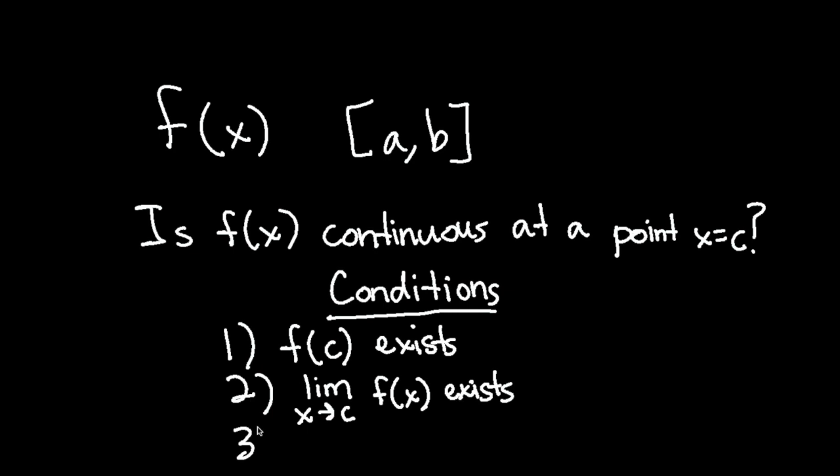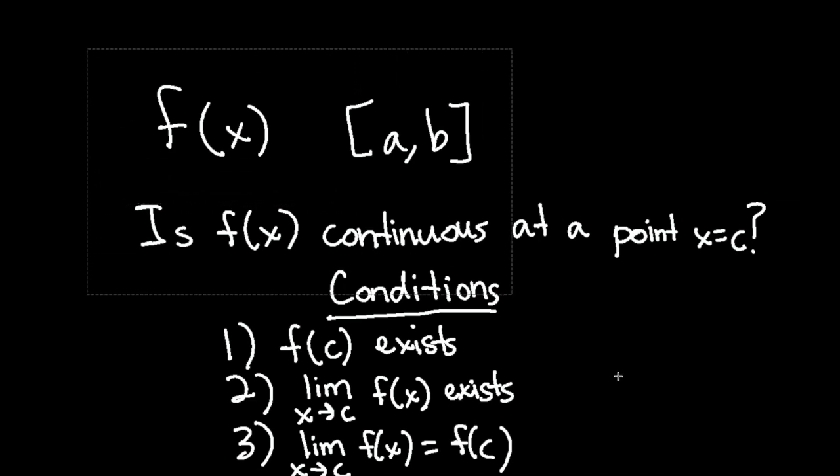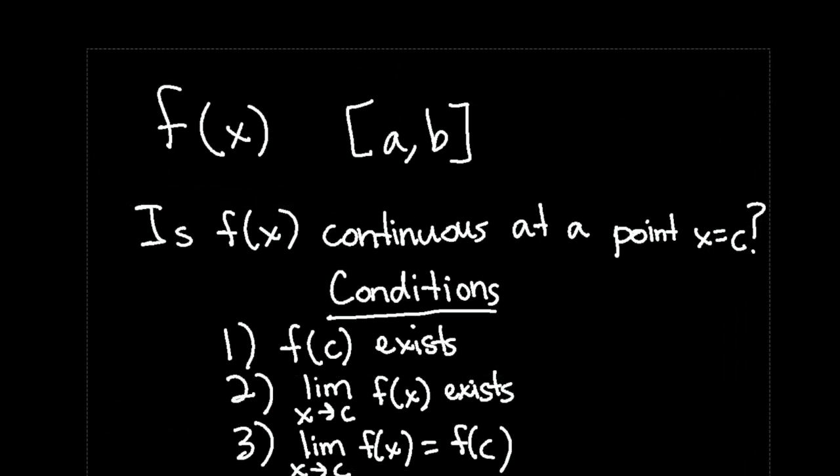And the third condition basically just says that the first two conditions are equal to each other. So the limit as x approaches c of f of x equals f of c. So once you memorize the first two conditions, then the third condition is straightforward as well, and it's just that the first two conditions are equal to each other. And now we can put these conditions to use with an example.